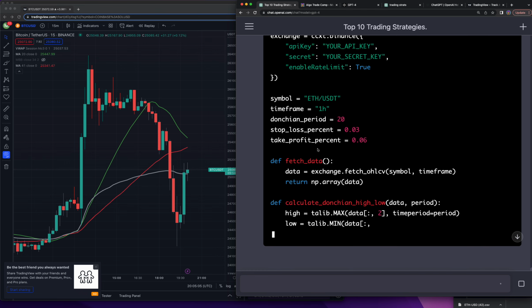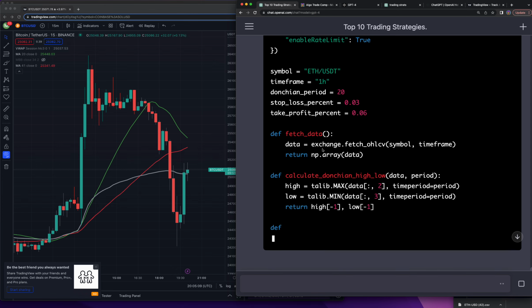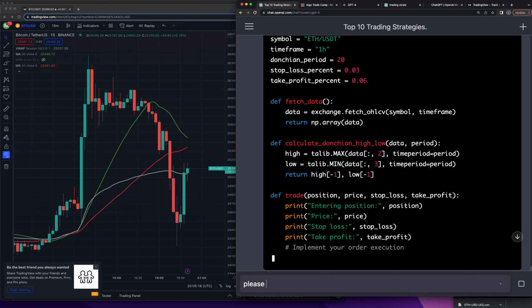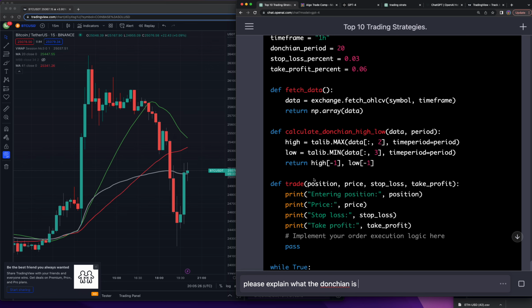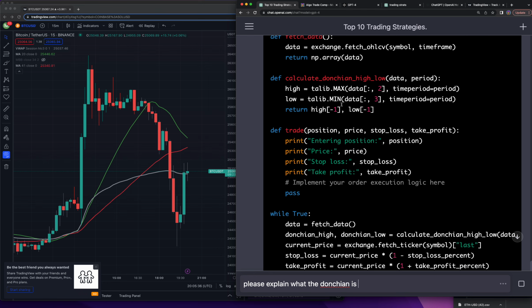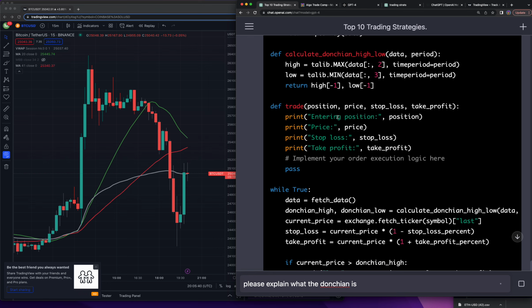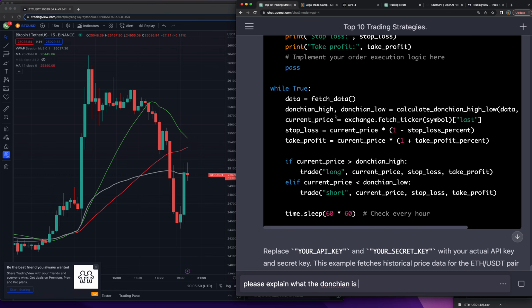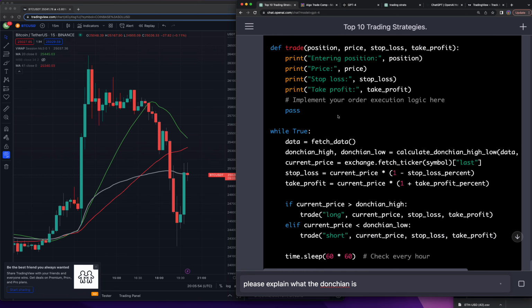Symbol is ETH/USDT, Donchian period, def fetch. Okay, calculate Donchian high, low. We should say, please explain what the Donchian is. Why is it spelled like that? So i equals, okay, max, min, okay. Return the low and the high. Def trade, print stop loss. So, implement your order execution logic here. That's what you're for, bro. That's what you're for. You implement it.